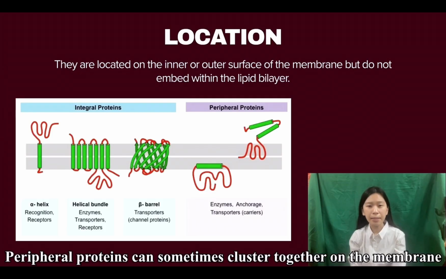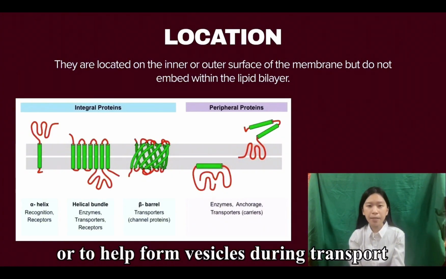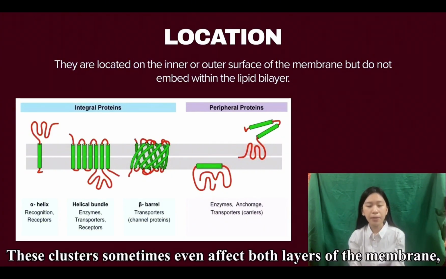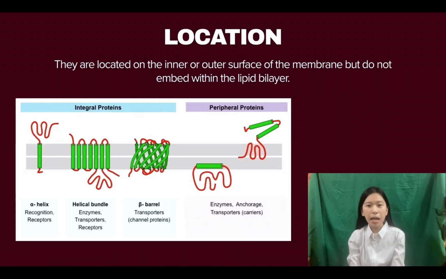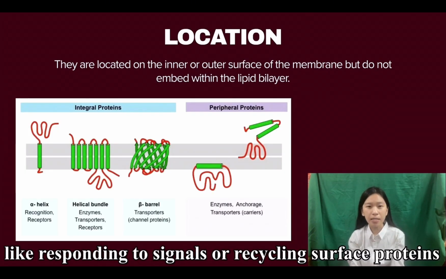Peripheral proteins can sometimes cluster together on the membrane to create a platform for signaling or to help form vesicles during transport. These clusters sometimes even affect both layers of the membrane, helping cells coordinate complex tasks like responding to signals or recycling surface proteins.